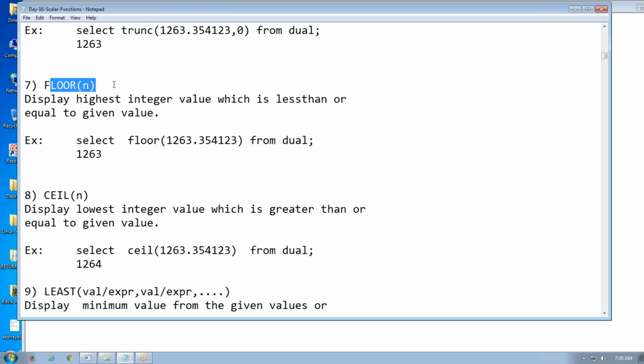Next one is floor. Floor and ceil, I am explaining both of them. Floor means low value, down value. Ceil means up value. Flooring, ceiling. Flooring means down, ceiling means up. Floor and ceil functions will both print integer results. There is no decimal value.